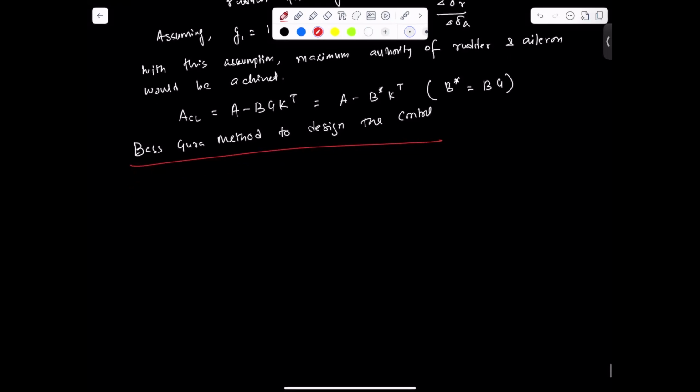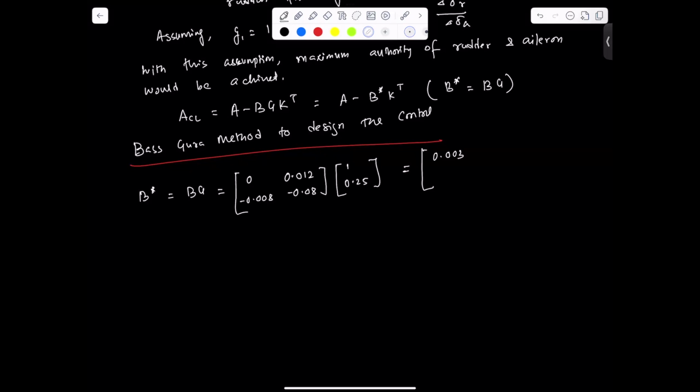Yeah, and so now first let's find the B star. So B star equals BG. The B matrix given to us is 0, 0.012, minus 0.008, and minus 0.08, times the G vector given to us, which is 1, 0.25. From this, B star is obtained to be 0.003 and minus 0.028.